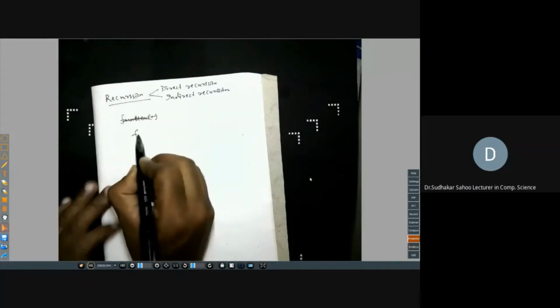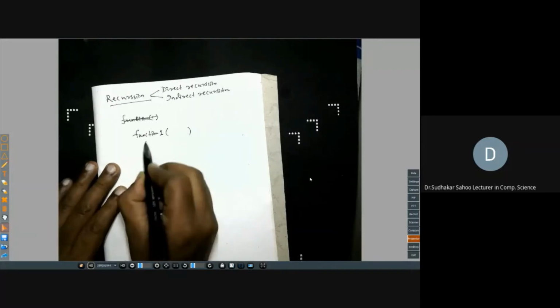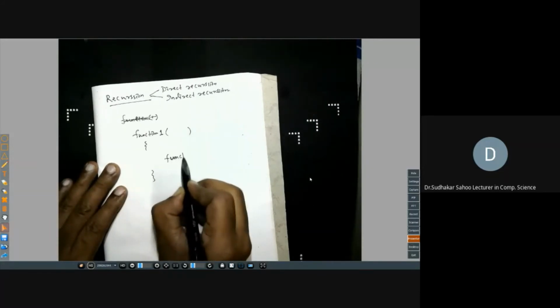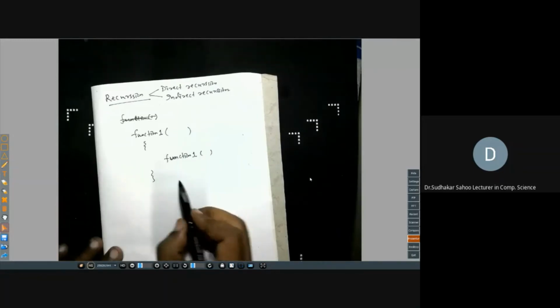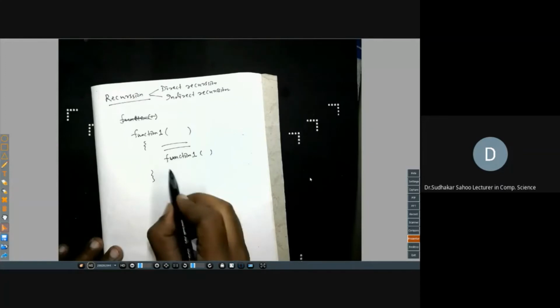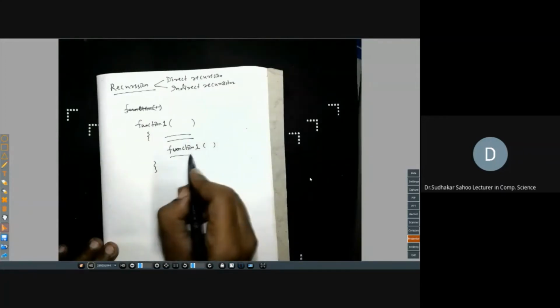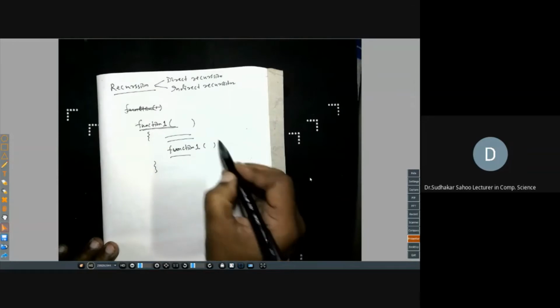Write in this. Function 1 is a function that calls the same function. The same function name is in the body of this function. Function 1 calls itself. That is called direct recursion.